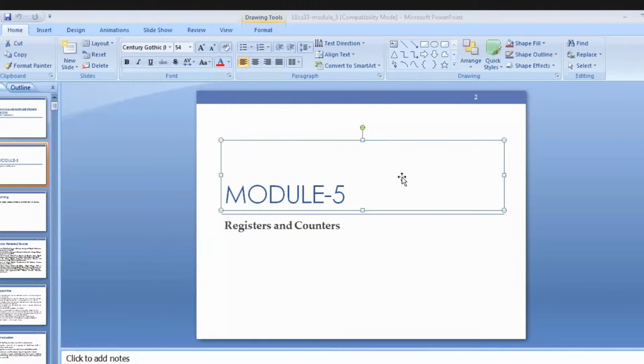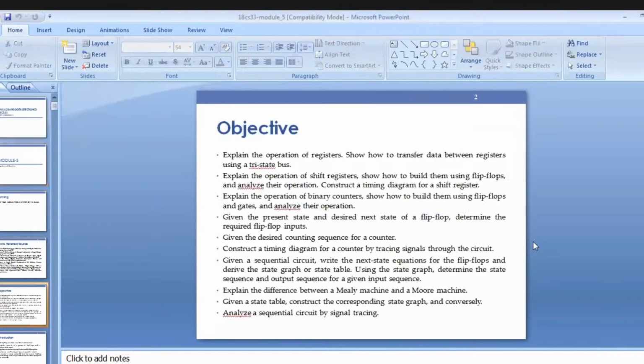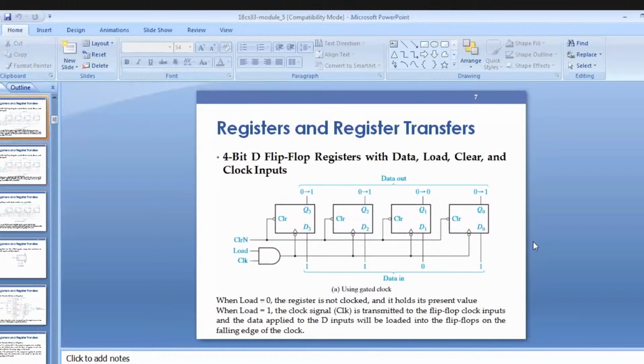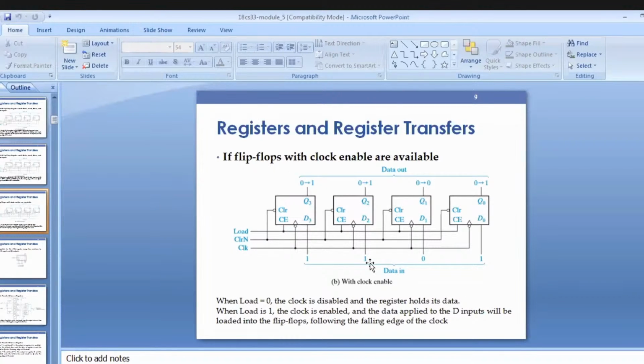Now, last class I stopped here. I think you didn't see this one. Now it's visible. Yes, sir. Okay, now we'll go to this one, register to register transfer.